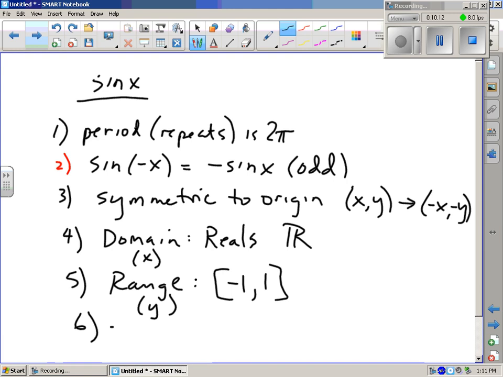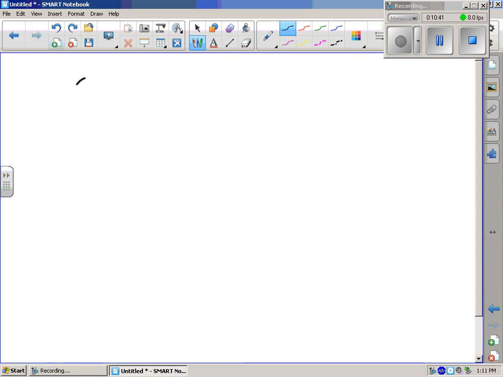And number 6, the zeros, which is where it crosses the x-axis. They are at the multiples of pi. So every time you hit pi, 2 pi, 3 pi, 4 pi, and so on, it is a 0, meaning it crosses the x-axis. All right, so that's for sine. Let's do the same thing with cosine.